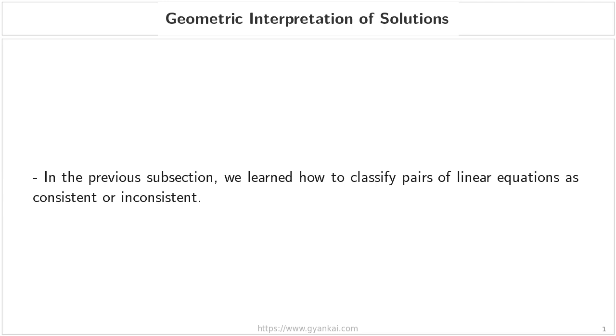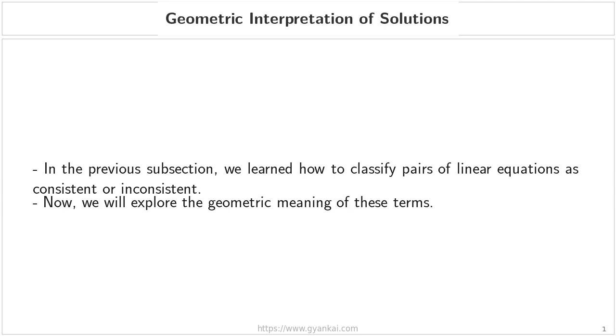Welcome, everyone. Before we dive into today's new material, let's take a moment to reflect on what we have already covered. In our previous lesson, we focused on the algebraic side of things, specifically learning how to classify pairs of linear equations as either consistent or inconsistent based on their coefficients. Now, we are going to take that knowledge a step further. Instead of just looking at numbers and symbols, we are going to explore the geometric meaning behind these terms. Essentially, we are going to see what these different classifications actually look like when we plot them on a coordinate plane.